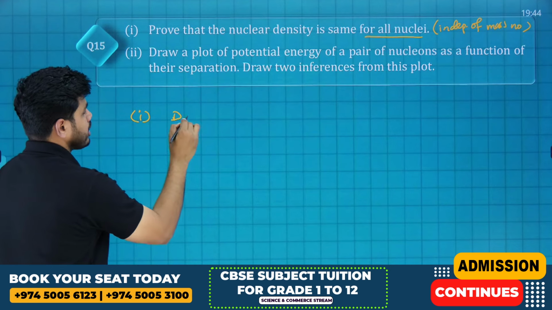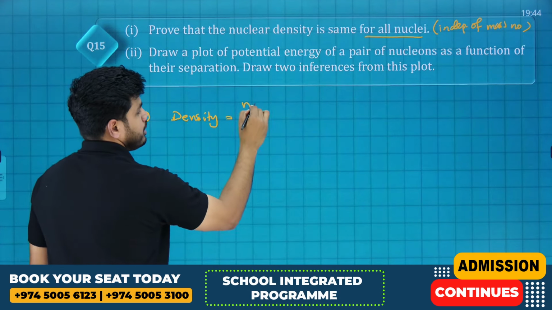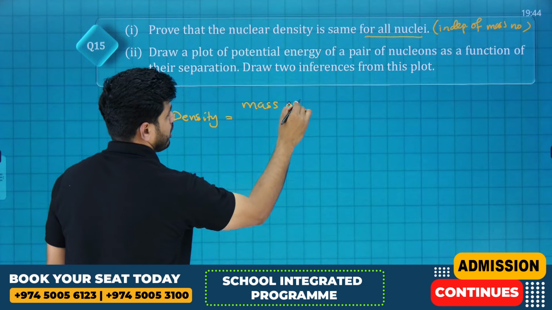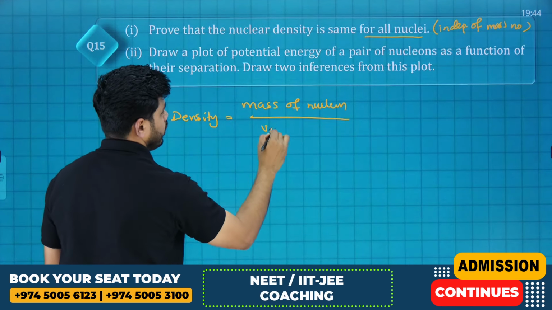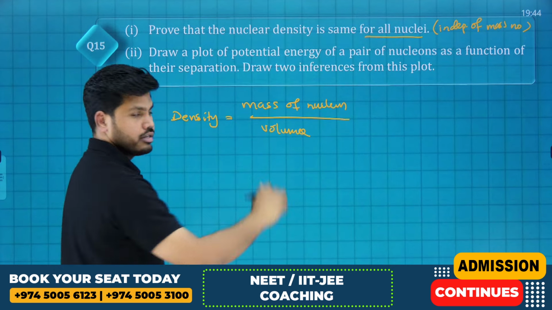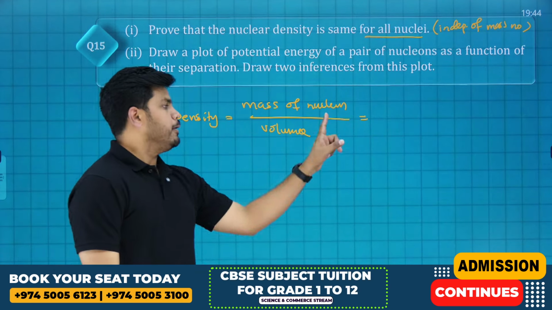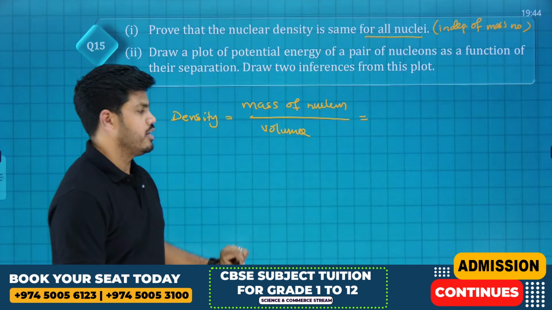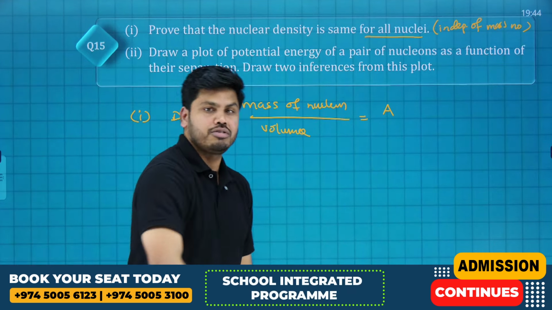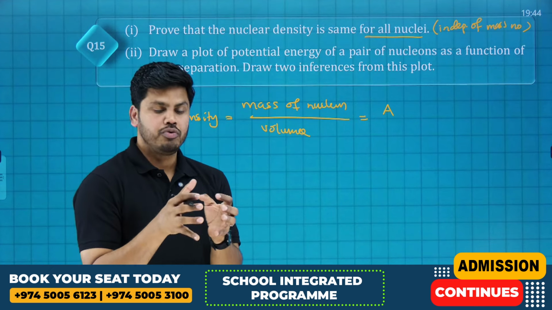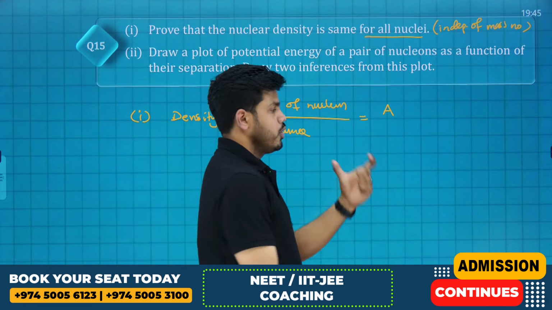And we know how to calculate the density of anything. Density of a nucleus is going to be the mass of the nucleus divided by its volume. Mass by volume is the density of something. So how will you calculate the mass of the nucleus? We know in any given nucleus, there will be A. A is the number of nucleons inside the nucleus, right? Number of nucleons means the total number of protons and neutrons inside the nucleus, right?